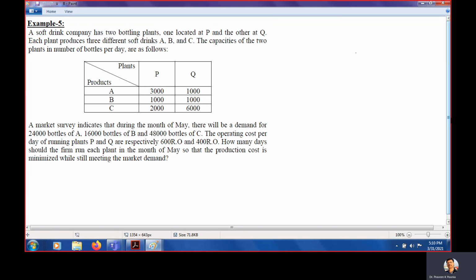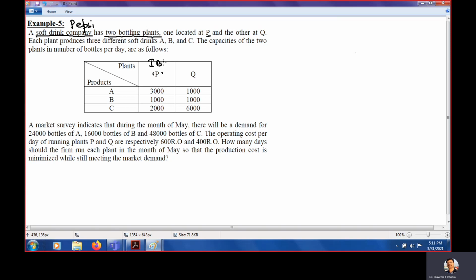Total 6 problems we are going to study. A soft drink company. Soft drink means like we have cold drinks, like you can say Pepsi. A Pepsi company having two bottling plants. Two bottling plants means where they are making bottles. Black Pepsi, orange, white, lemon. There are so many types of brands. Clear?